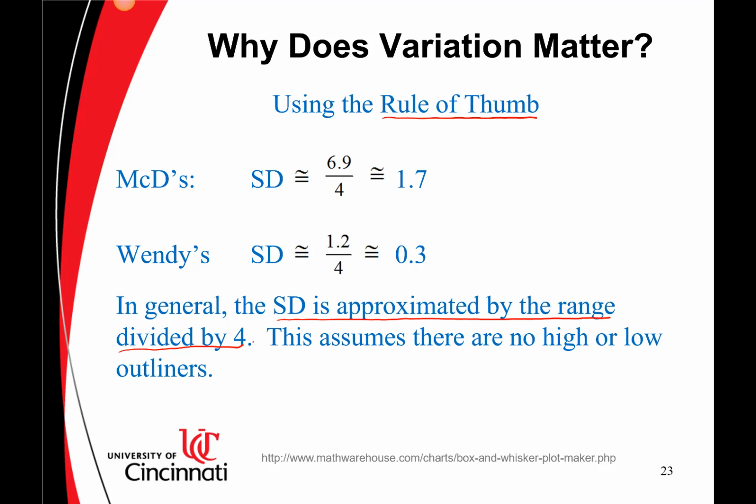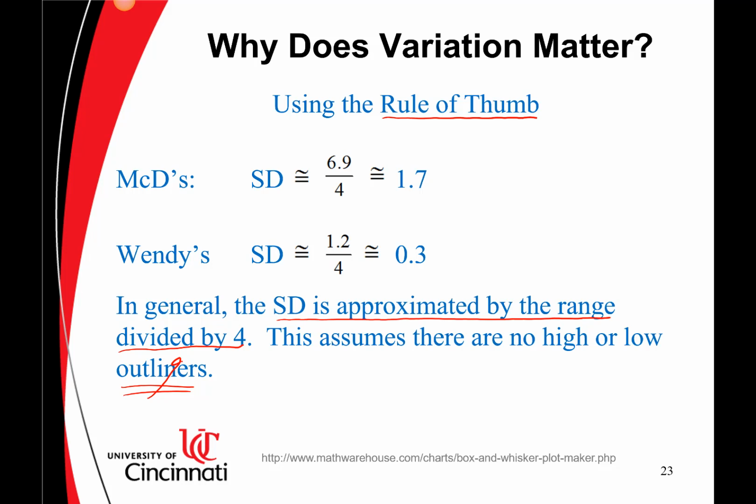Now, that'll work if there are no outliers. Outliers. I guess I need to fix the spelling on that. The N shouldn't be there. Okay? If there are no outliers, whatever an outlier is.